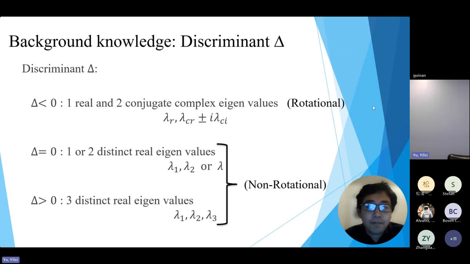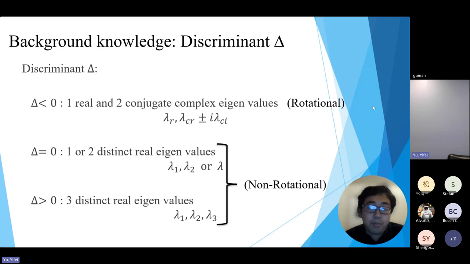Nabla v can be classified into three different cases according to its discriminant delta. If delta is negative, then it only has one real eigenvalue, which is referred to as lambda r. It also has two conjugate complex eigenvalues, which are referred to as lambda cr plus or minus i lambda ci. If delta equals zero, then it has one or two distinct real eigenvalues, which are referred to as lambda 1 and lambda 2, or just lambda. When delta is positive, it has three distinct real eigenvalues, which are referred to as lambda 1, lambda 2, and lambda 3. For the first case, these types of points are also referred to as rotational points, and for the second and the third cases, they are also called non-rotational points.